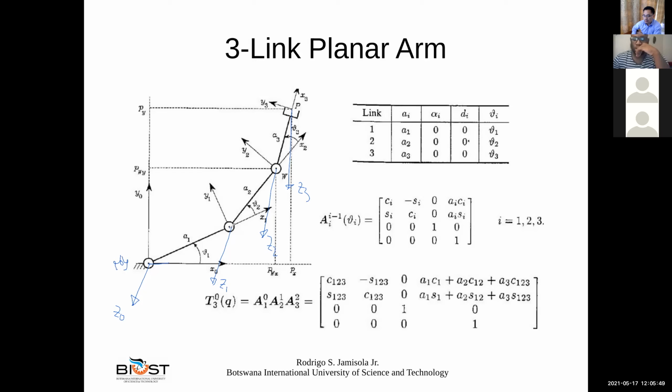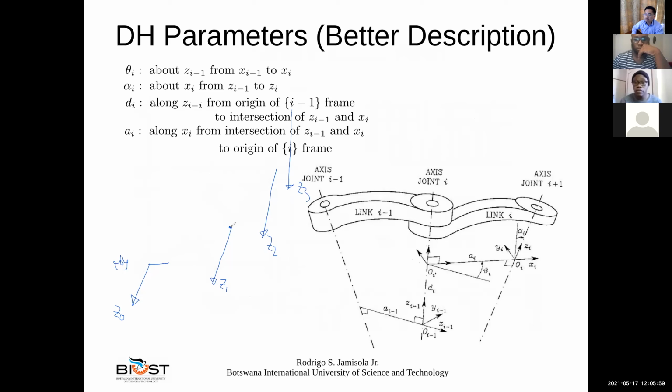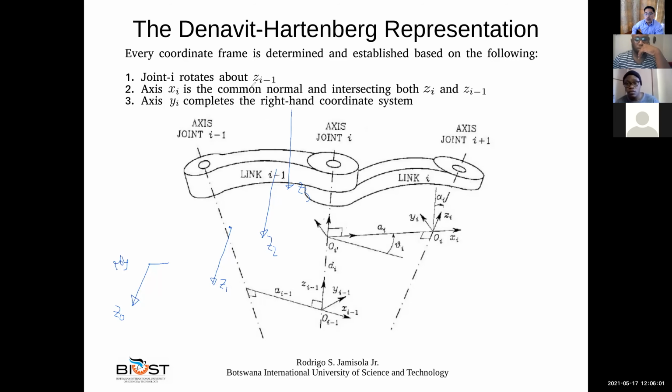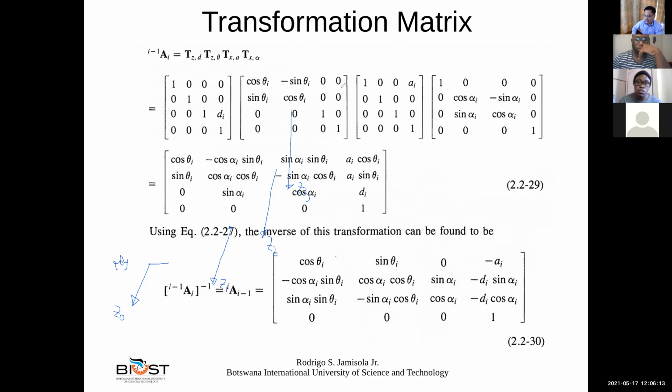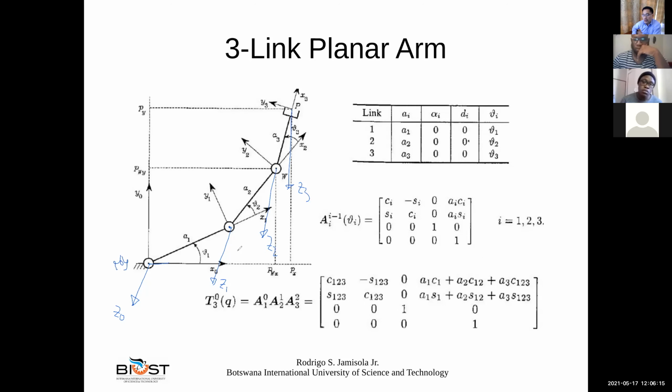Okay, so next we move to frame 1. Now we need to know where the direction of x1 is. So we say that x1 is what? x1 is the common normal to both z1 and z0. Okay, common normal and intersecting. So now let's check. We want our x1 to be normal, that means perpendicular to z1 and z0.